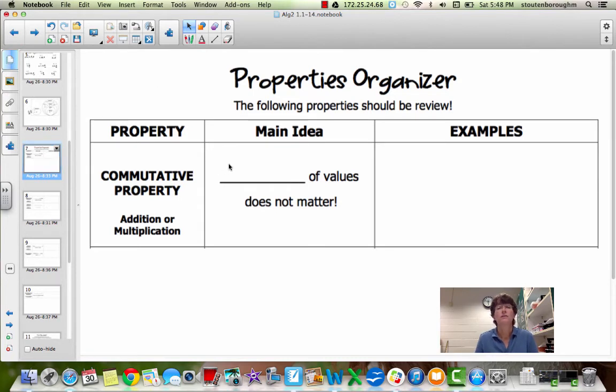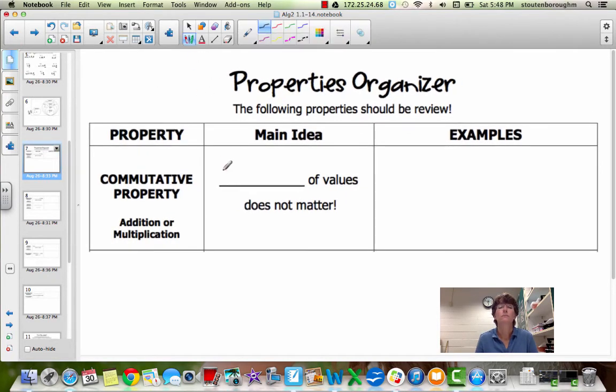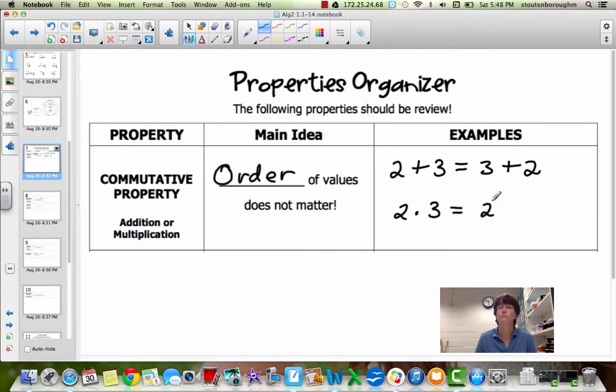This property states that the order of values does not matter. And basically what's that saying? It says that if I take 2 plus 3, that's the same thing as saying 3 plus 2. It doesn't matter the order in which I add numbers, I come up with the same answer. The same thing applies to multiplication. Oops, that should be, when I fix that, that should be a 3 times 2. So it doesn't matter whether they take the 2 times the 3 or the 3 times the 2, I get the exact same answer.